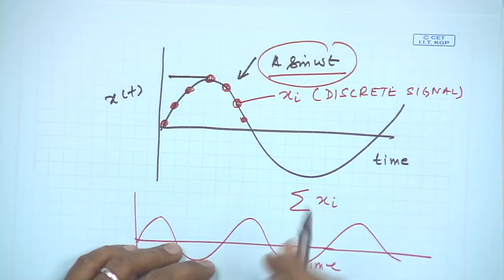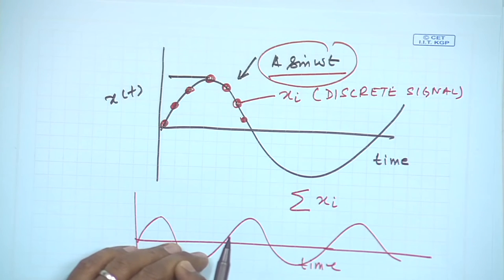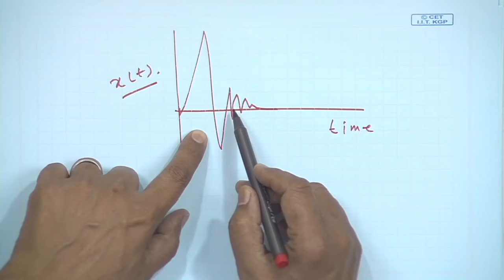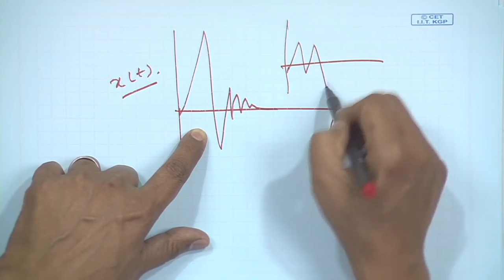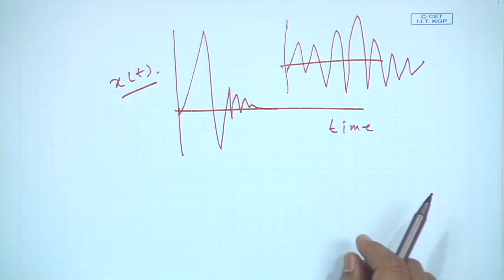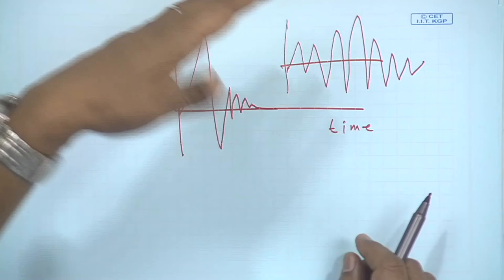But the catch there was, I needed a mathematical expression of this signal, which is not available to me in real world machinery signals. I possibly do not have an equation to this kind of a signal or this kind of a signal. So that is where analog signal processing only works for a continuous signal where the signal is known to me in a mathematical form.